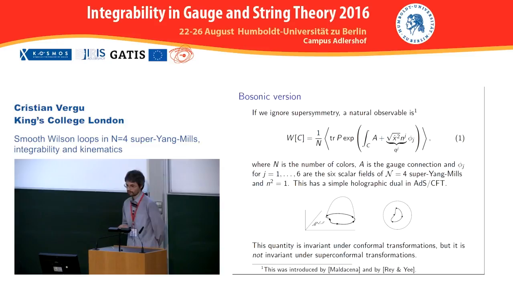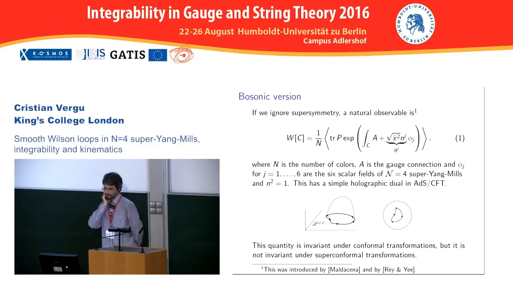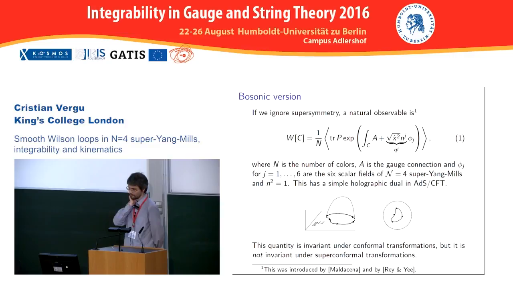So I have a theory with N colors. A is the gauge connection. I have six scalar fields, phi I. And then the contour is defined. It has a component which lives in space-time here, and a component which lives on a sphere of radius 1. So this N^I is a six-dimensional vector which lives on a sphere.